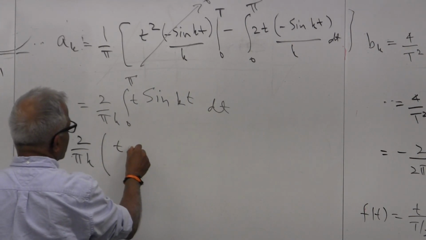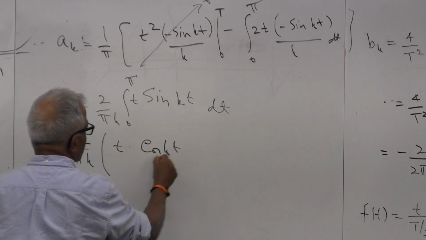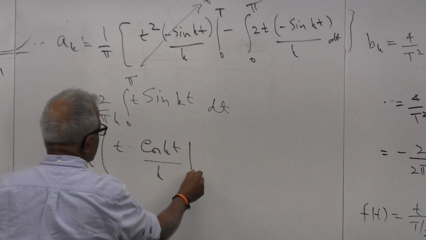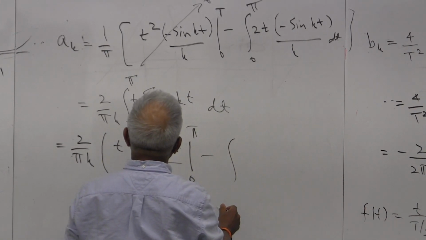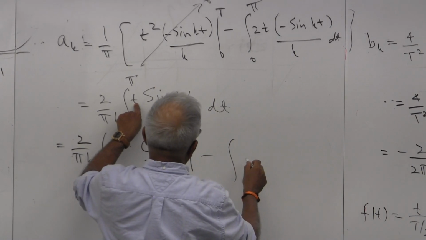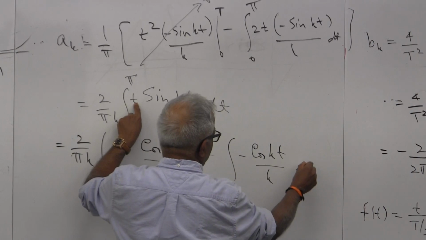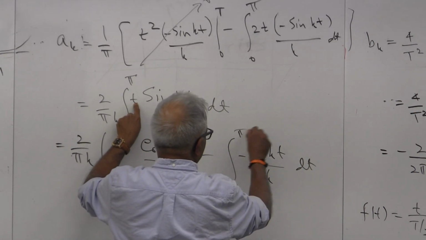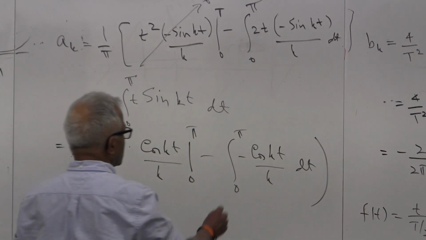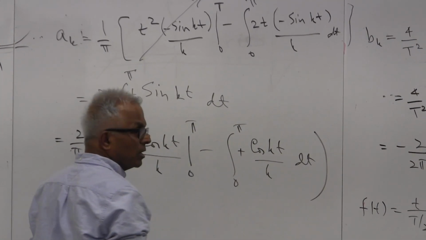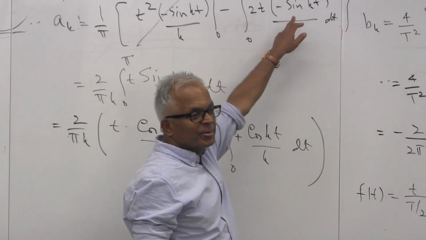Then same thing here, t. What's the integral of this? Minus cos kt over k, 0 to pi, minus integral, so this is dt, this is minus cos kt over k dt. What is the negative cos? The integral. Yeah, this is plus, right? That's just putting the term right.